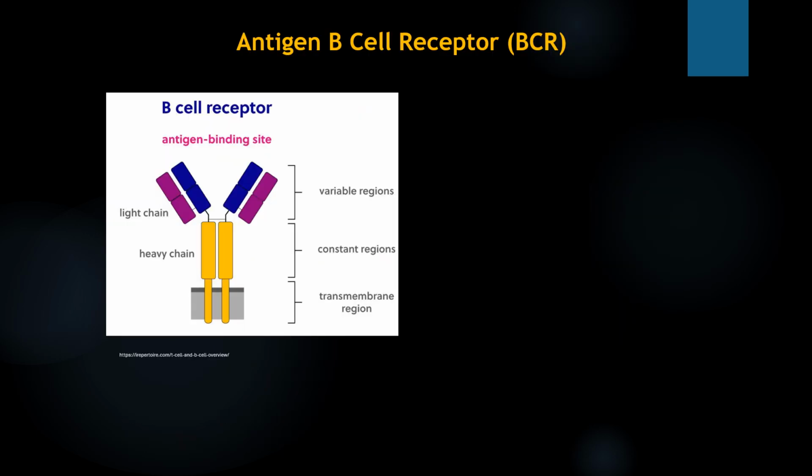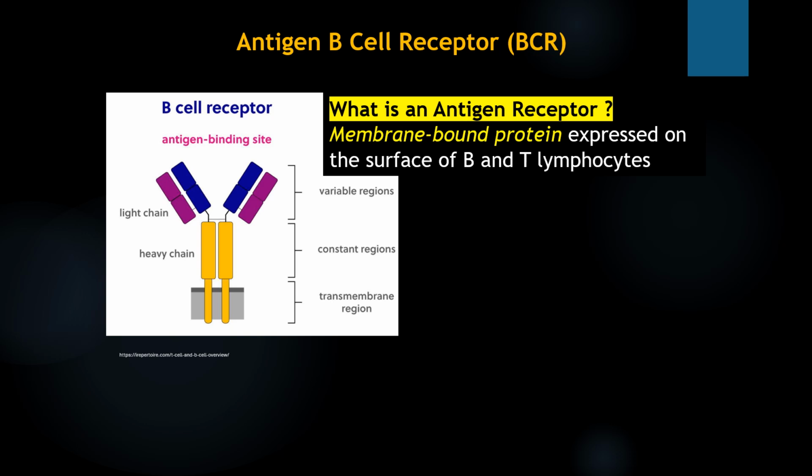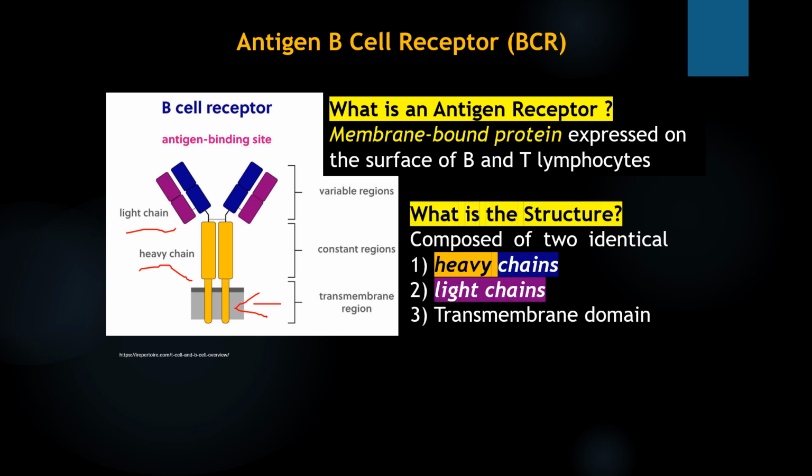So I'm sure that you know this. The B cell receptor is a membrane-bound protein that is expressed on the surface of B lymphocytes. So it has different components. It has, as usual, the heavy chain and the light chain. And in addition to that, as it is a membrane-bound protein, it will have a transmembrane region. So it will be located here, and it will attach in that area. So remember, the structure is a heavy chain and a light chain.